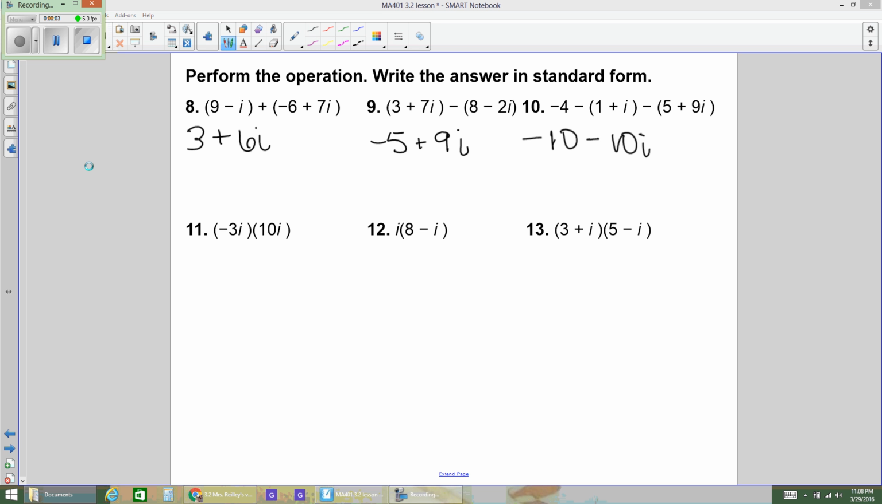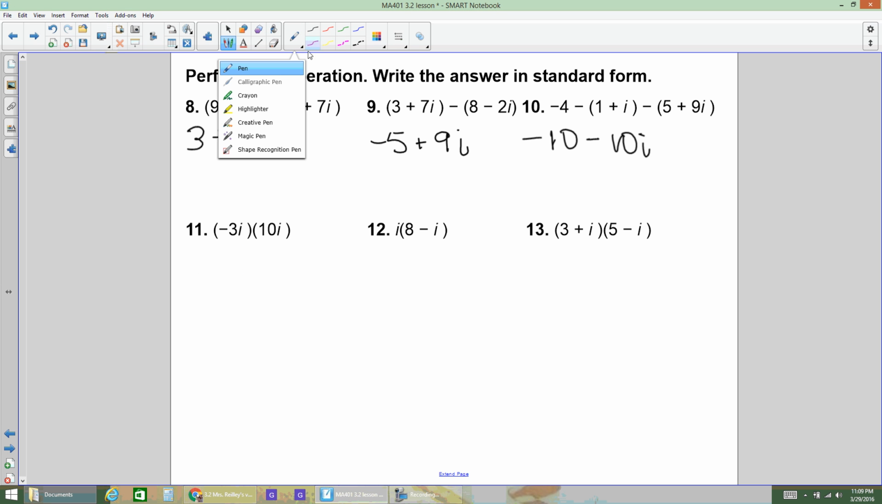Alright, here we are again, Algebra 2, Chapter 3, Section 2. I'm at number 11. And it looks like I've lost control of my pen already for this lesson. Let's see if I really have. Oh, there it is.